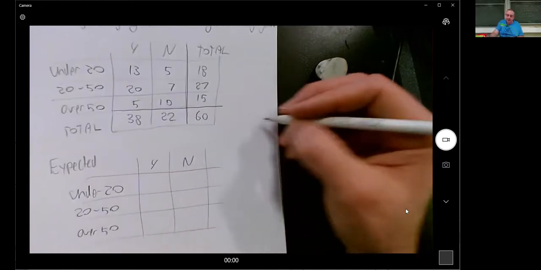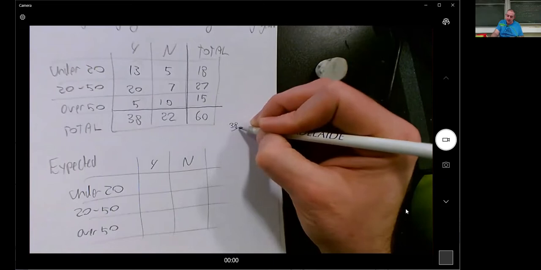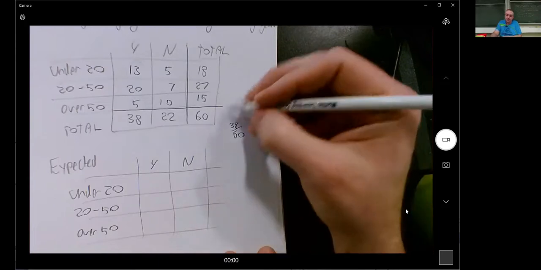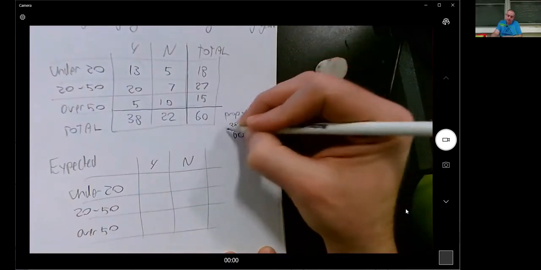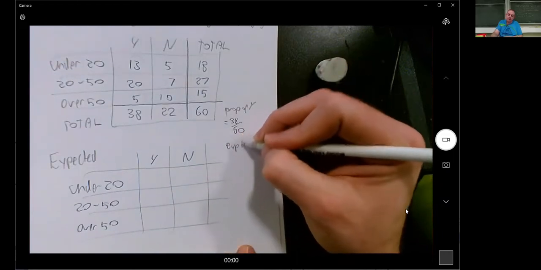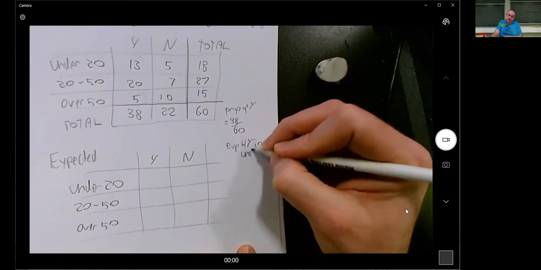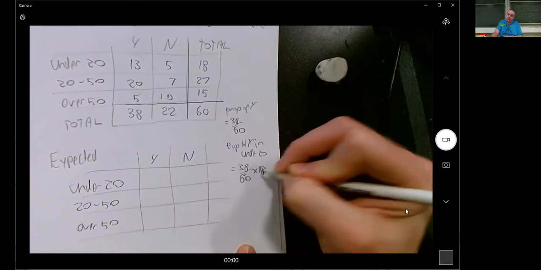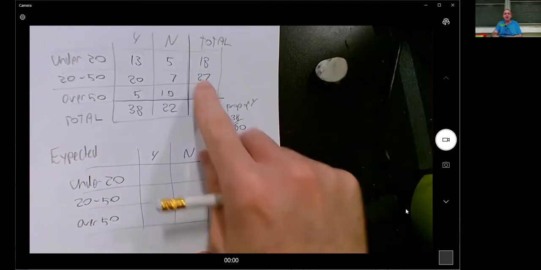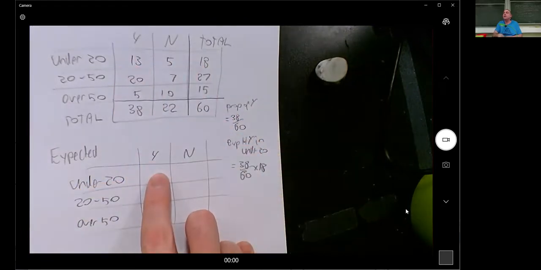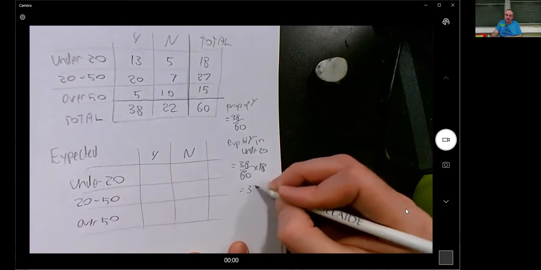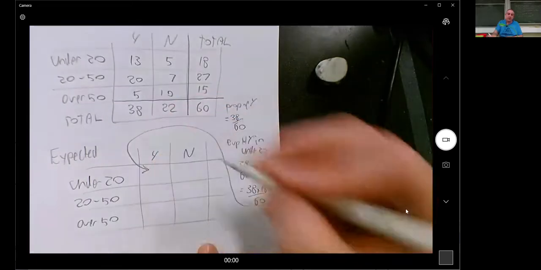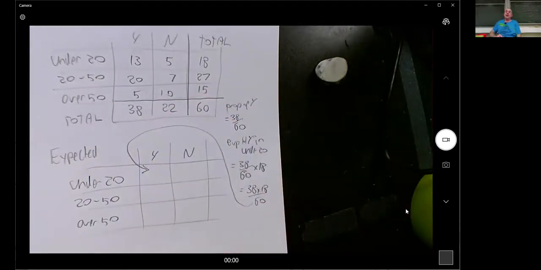So just going to do some reasoning. This is what I'm thinking. 38 out of 60, that's the proportion of yeses in the entire group. And the expected number of yes in the under 20 would be that times the 18. Because it would be that fraction of the 18 under 20, that's what it should end up in this spot. And that's the same answer, if you like, as 38 times 18 divided by 60. And so that's what ends up in this spot just here. And you can do that calculation everywhere.